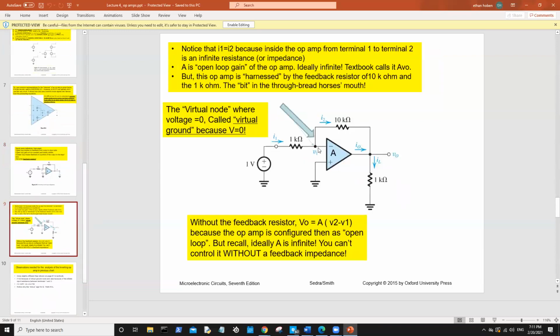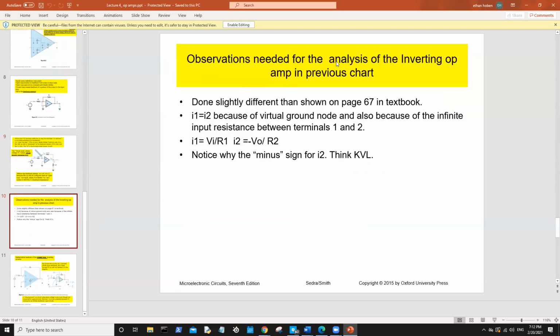What is this? This is him talking about the virtual node rules. Because of the open loop, nothing goes in here technically, so we can just say all the current flows here. Yay. That's that. Observations needed.